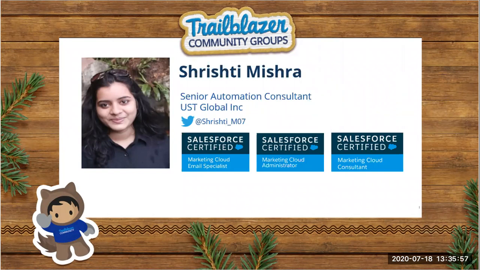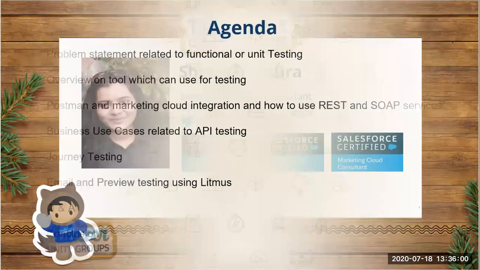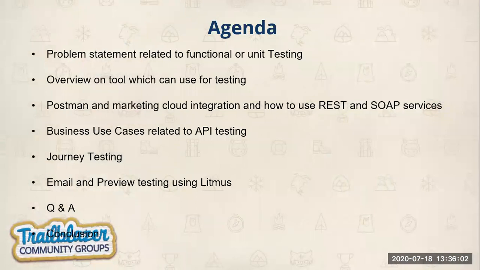So let's get started with the topic which we are going to discuss. Before that, I'll just give a glance at the agenda items for today. I'm going to discuss the problem statement related to unit testing. Then I'll talk about the tools I'm going to use for testing. Then we'll talk about how we can integrate Postman and Marketing Cloud with REST and SOAP services. Also, I'll try to cover some business use cases related to the API, and we'll see how we can automate through Visual Studio.